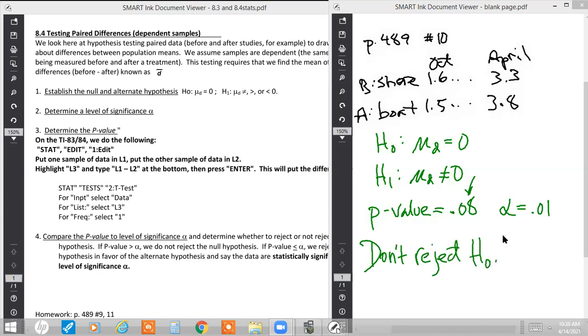Based on this sample, there's no significant difference between before and after, between fishing from the shore or fishing on a boat at this particular lake, right? Any questions on that?